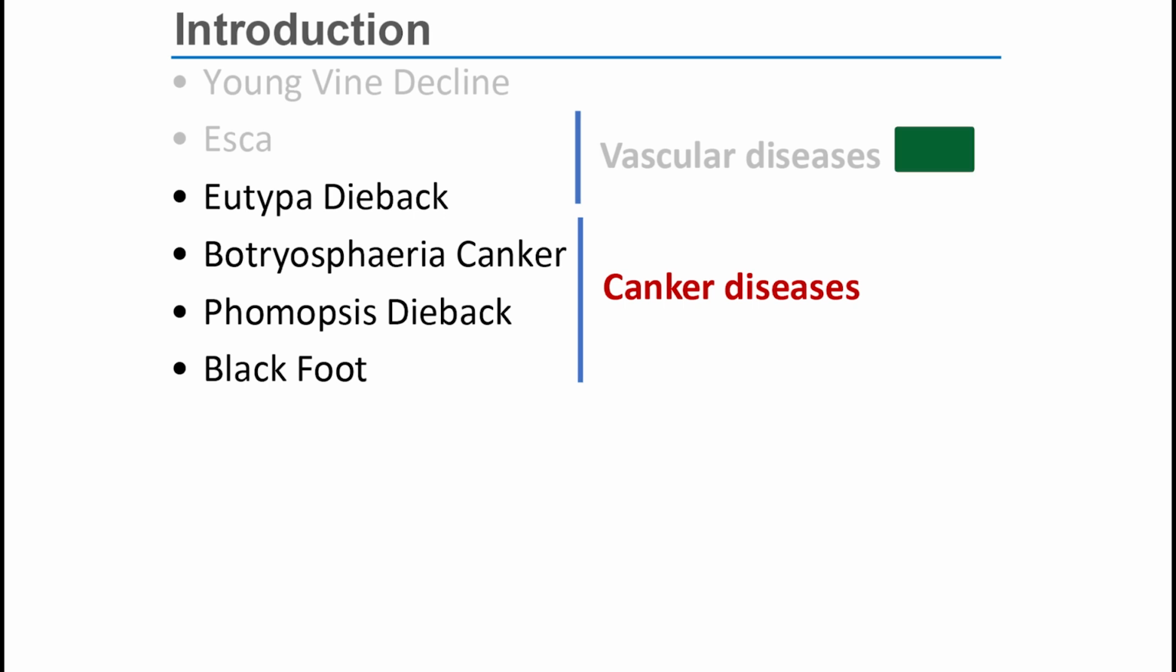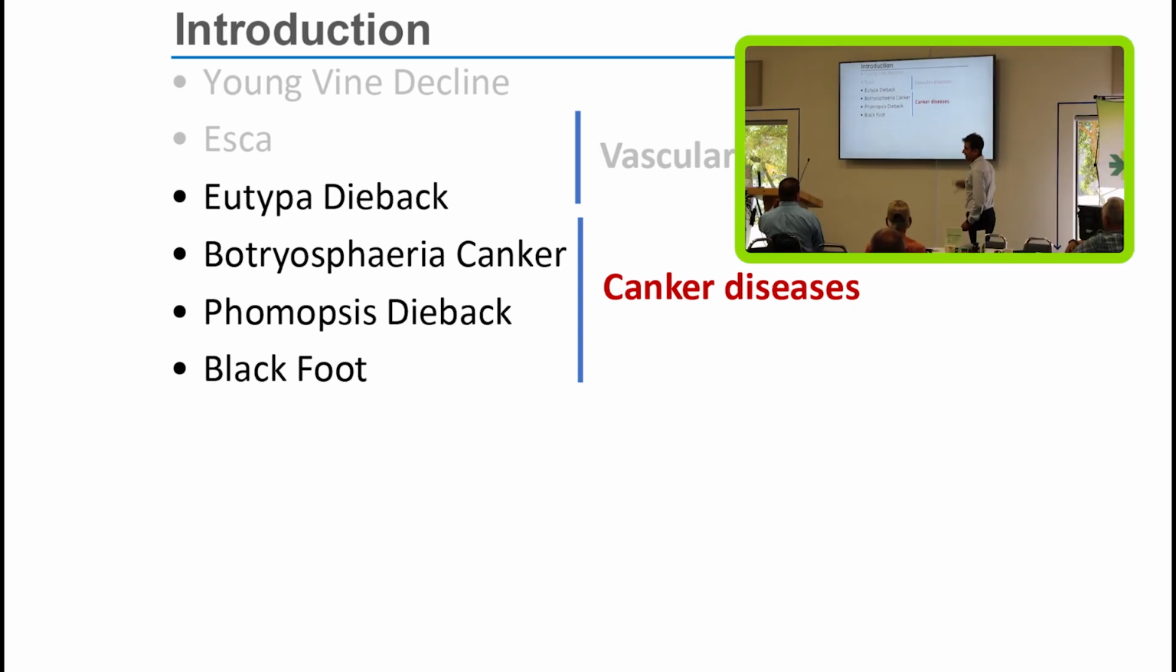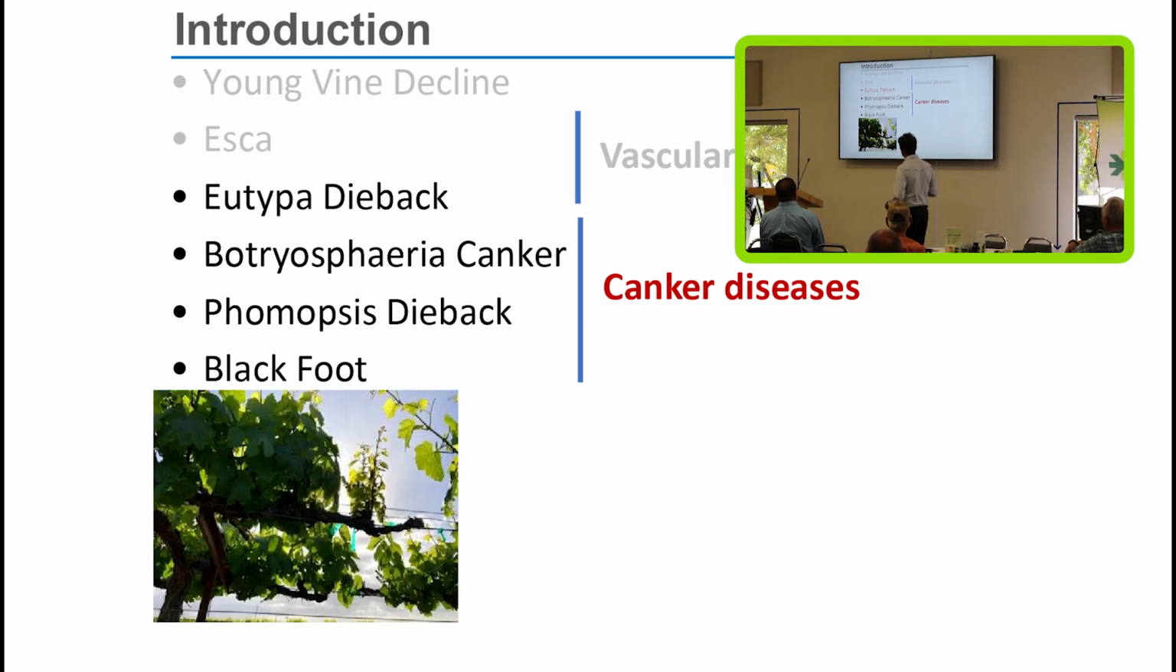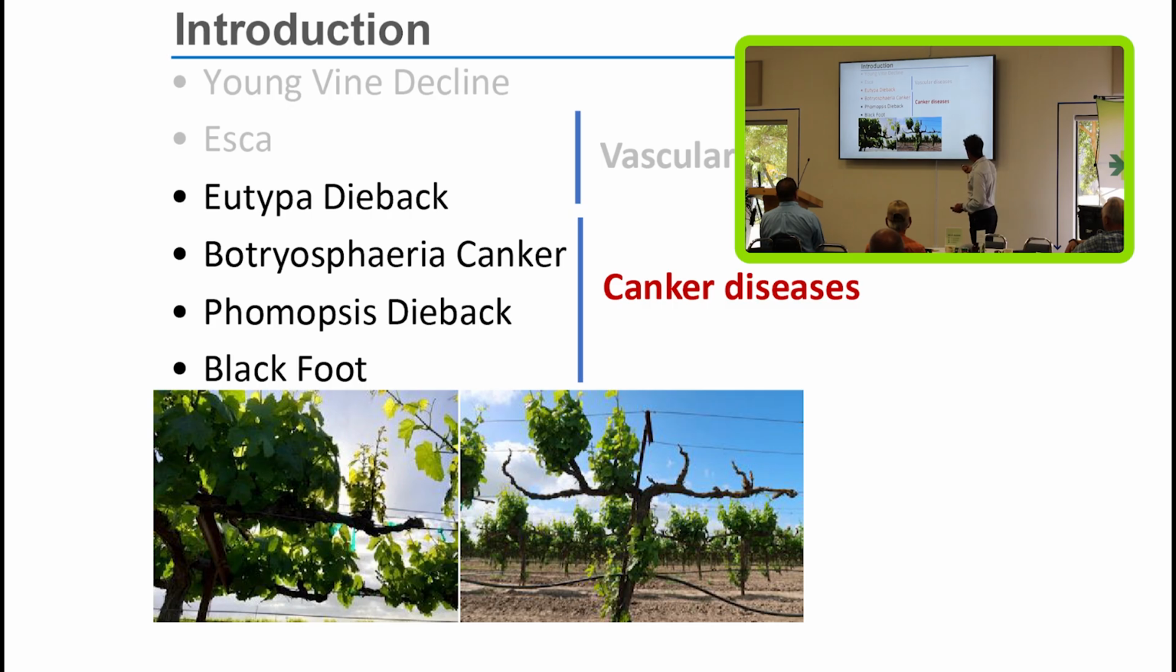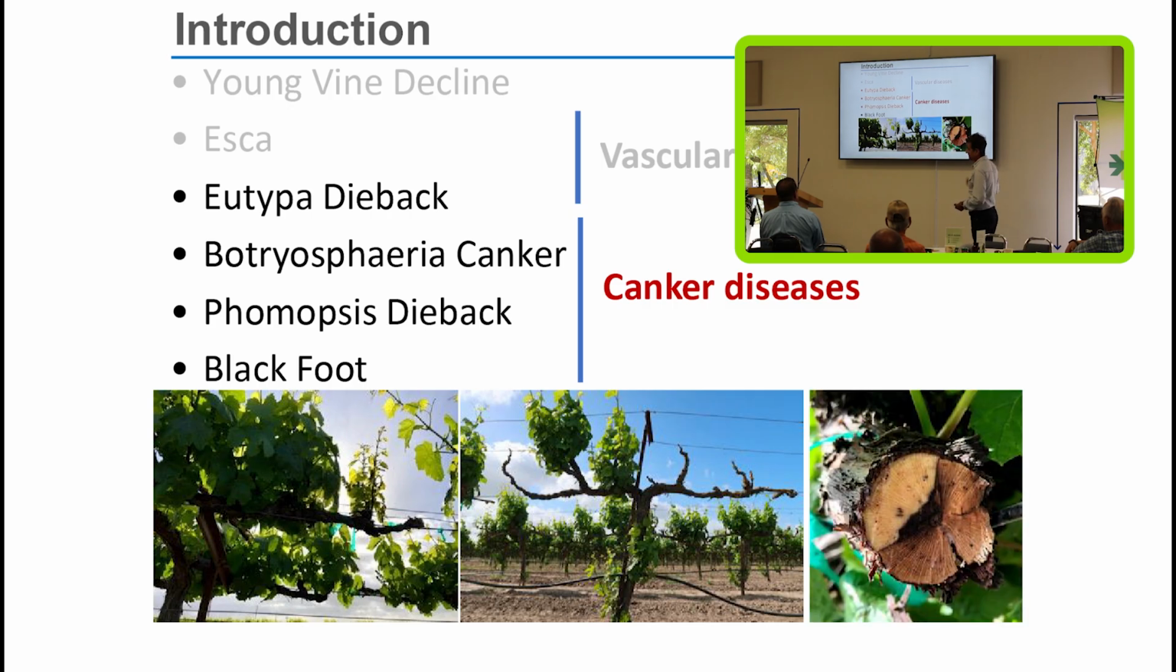Eutypa dieback and Botryosphaeria canker are the canker pathogens. What does it mean? When they colonize the wood, they cause that kind of dead arm. It can turn into this, and these are the cankers, which means that this is the dead part of the plant, and this is the living part of the plant that you can see. There is no reversal when the contamination happens.